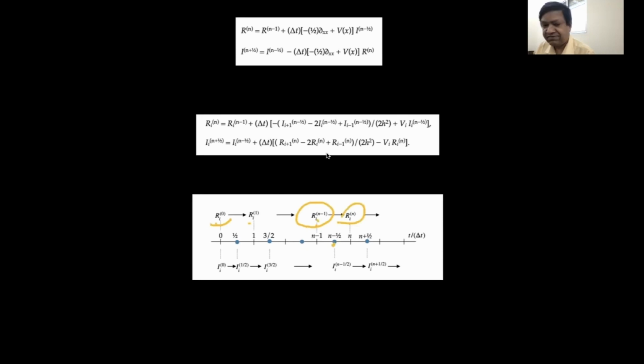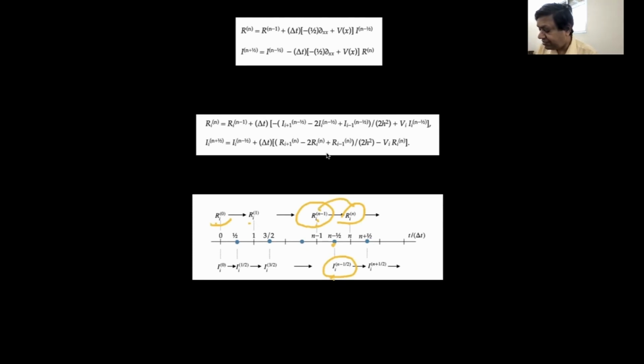So I at n minus half. So the imaginary part is computed at half-integral delta t, and the real part is computed at integral delta t: 1 delta t, 2 delta t, 3 delta t, like that. So here I have I at n minus half. So I go from here to here with the imaginary part of the wave function at the intermediate point.